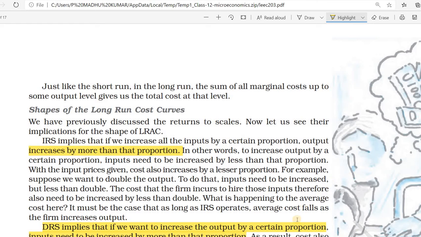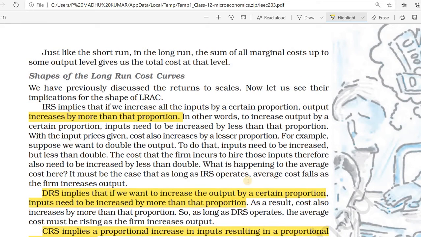Next is decreasing returns to scale. Decreasing returns to scale implies that if we want to increase output by a certain proportion, inputs need to be increased by more than that proportion. We are increasing our input by 5% but output increases by very little, 2%. Input is more, output is less. That is decreasing returns to scale.